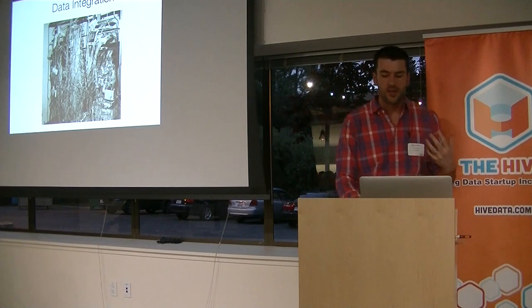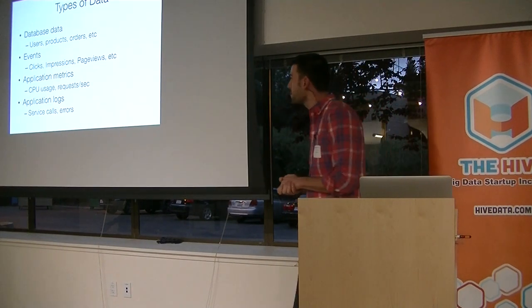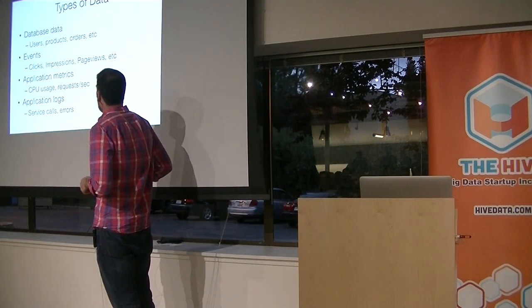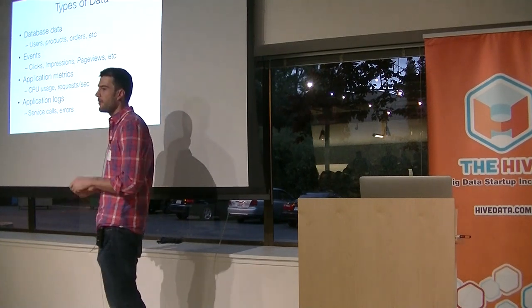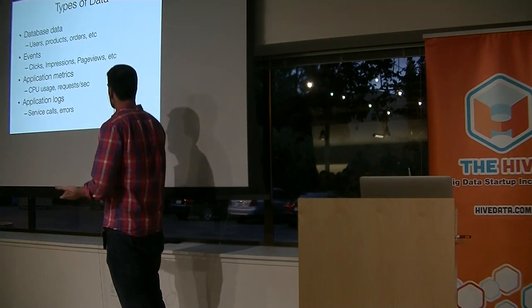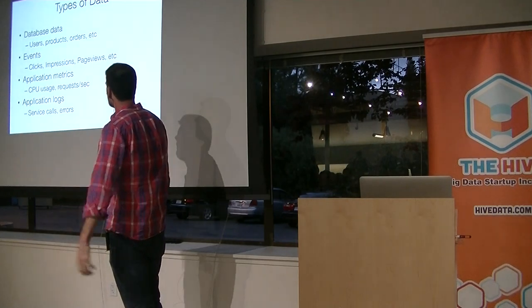The reason that I think this is such a pressing problem right now is two things. The first is, I guess, what people are considering data has expanded a lot. If you were to ask your company 10 years ago what data they have, they would probably tell you about their database tables. They would say, well, we have a users table, we have a products table, we have an orders table. But I think that's actually expanded quite a lot.